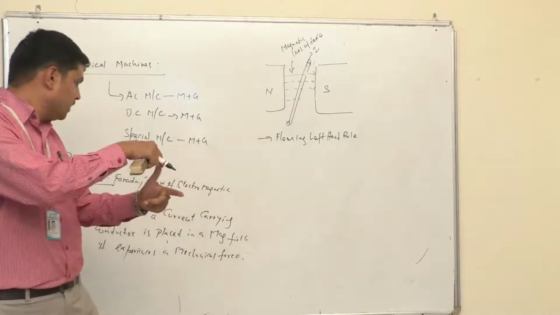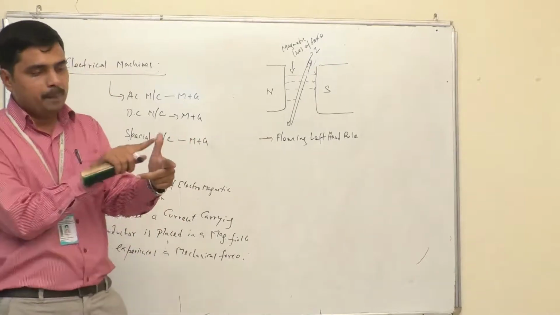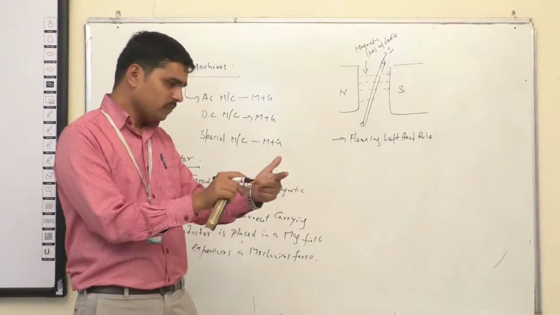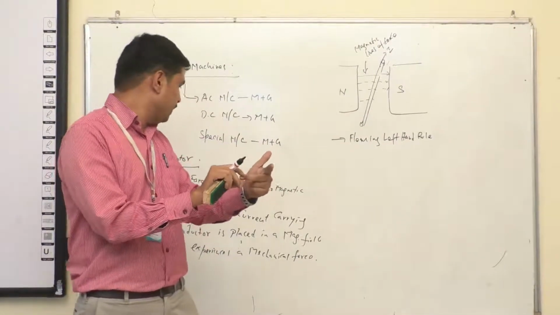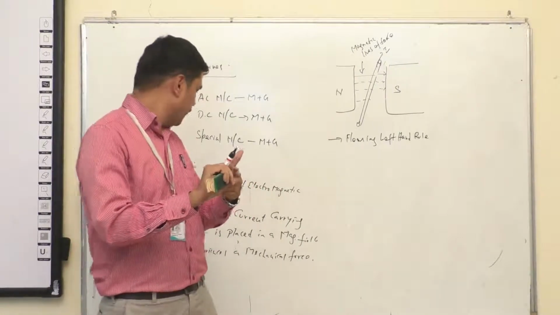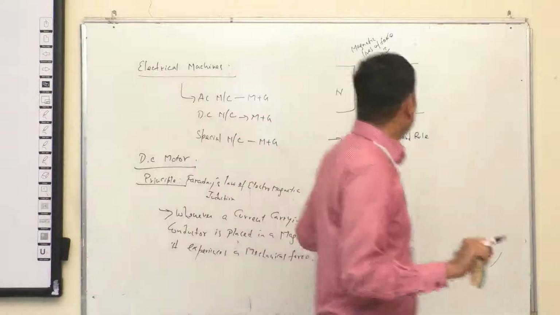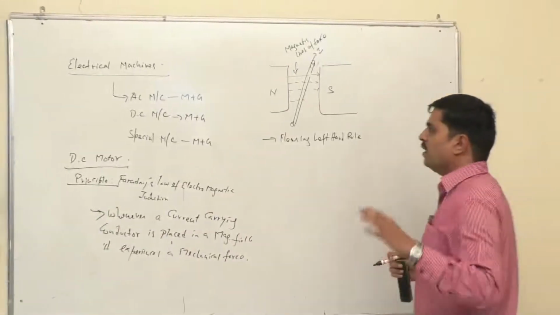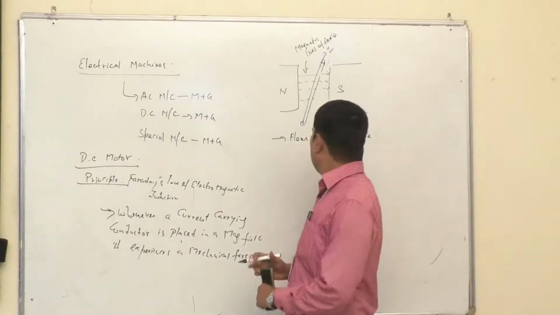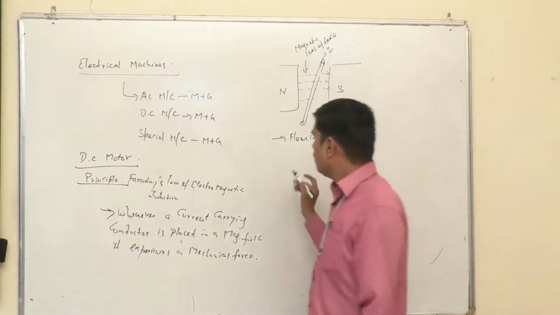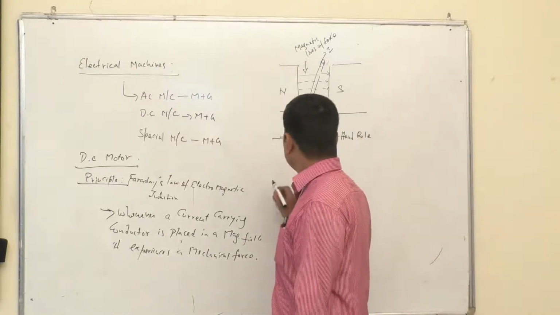So what happens when it experiences a mechanical force? The thumb represents the mechanical force. The middle finger represents the conductor, and the forefinger represents the magnetic field. So this is nothing but Fleming's left hand rule. We are using it for the motor. For the generator, we are using Fleming's right hand rule. This is about the DC motor.